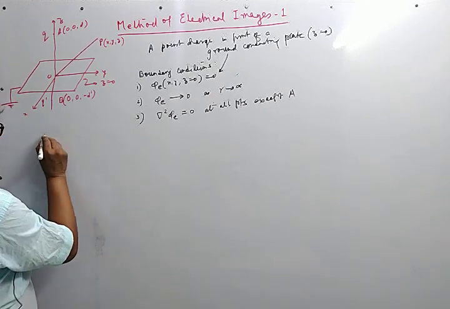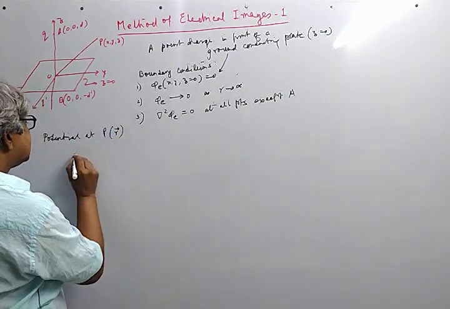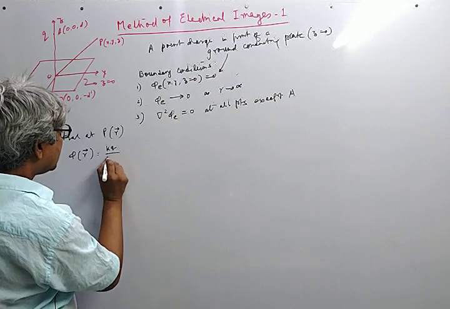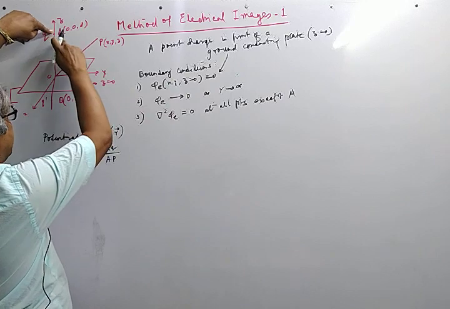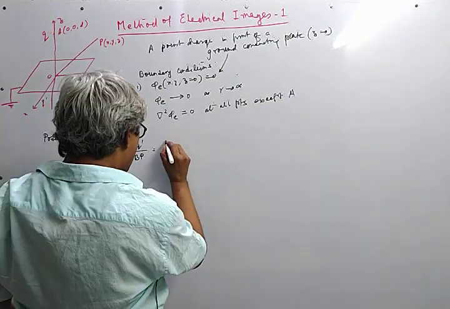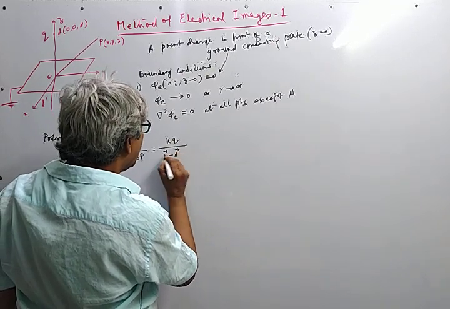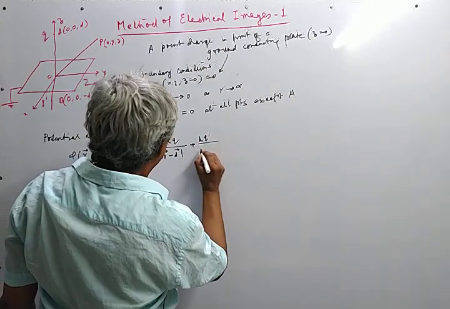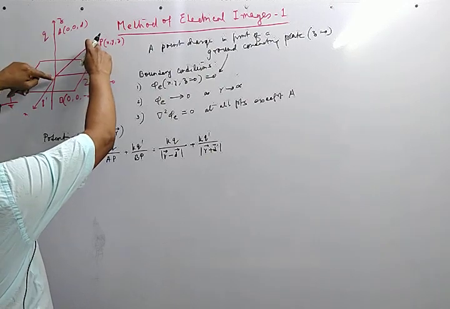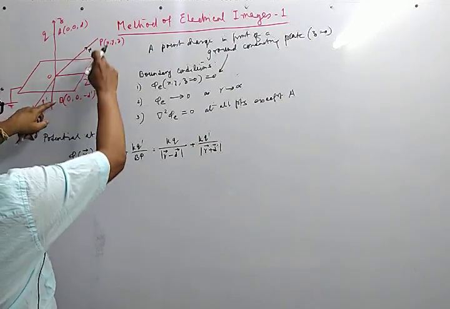Now, the potential at P, which is in Cartesian, is given by phi at R is equal to, where Q charge is placed at A, so it is AP plus BP. This vector is D vector, and this is R vector, so this much is R minus D, and this is minus D prime vector, so this is R plus D.